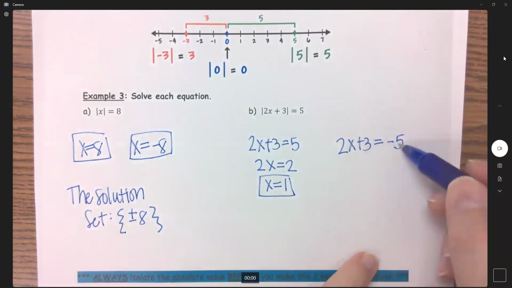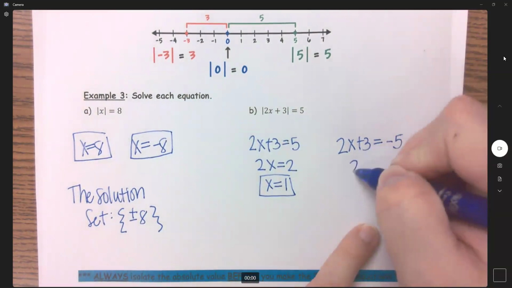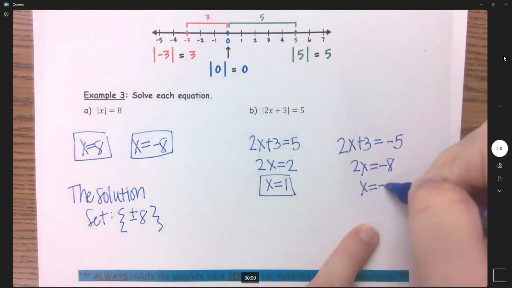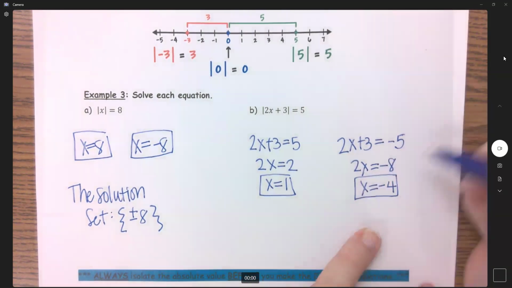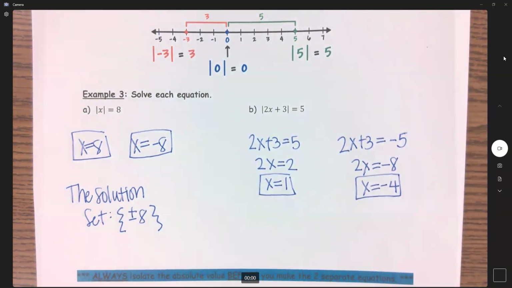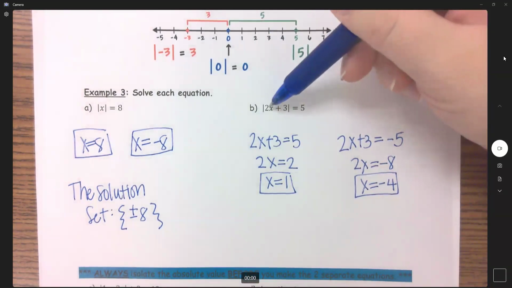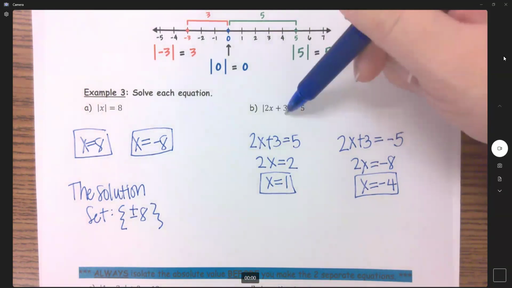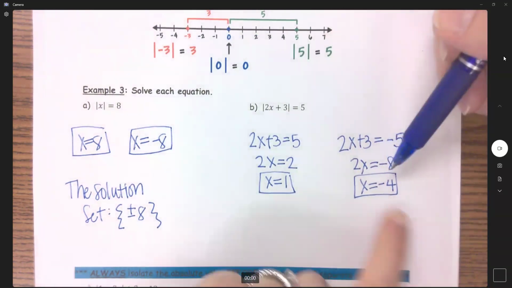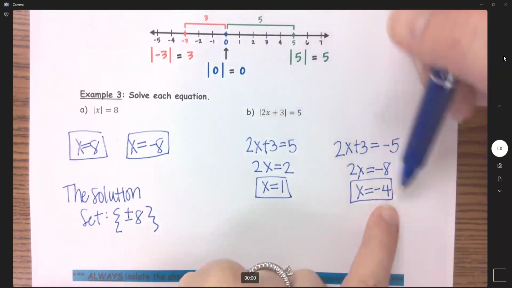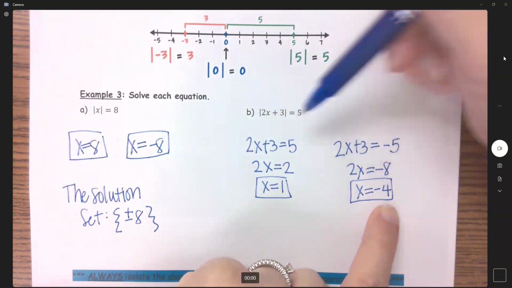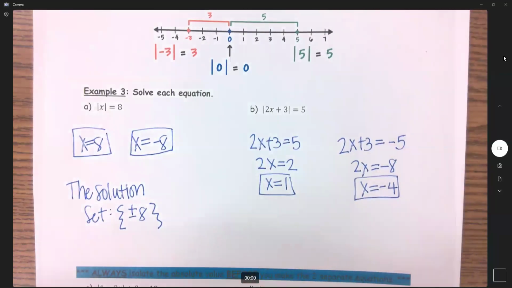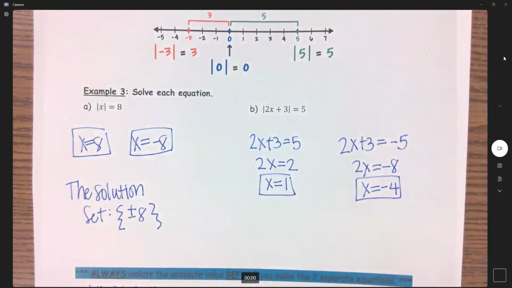Same thing here, subtract your 3. -5 minus 3 is -8. Divide by 2 and we get x equals -4. So when we plug these in, what do we get? When I plug in a 1, we have 2 times 1 is 2, plus 3 is 5, and yes, the absolute value of 5 is 5, so that works. When I plug in a -4, 2 times -4 is -8, plus 3 is -5, and the absolute value of -5 is 5. So when you plug them in, they both work.